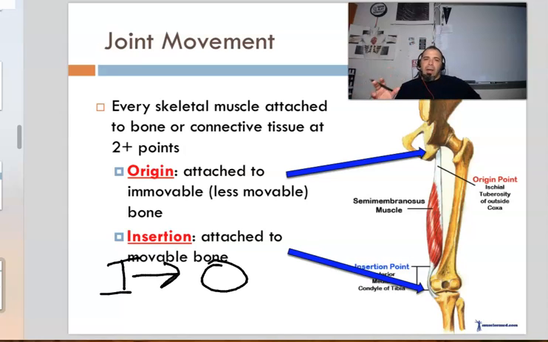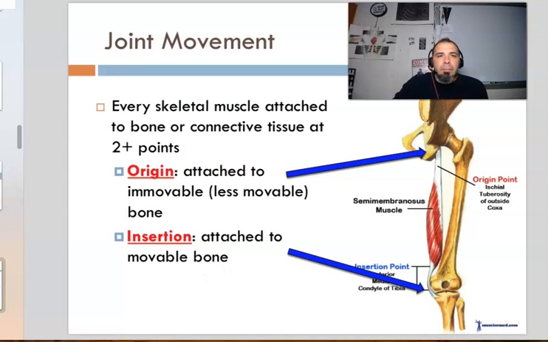So if you think about your elbow or your arm here, here's a bicep, right? Bicep flexion. So the humerus is not moving. That's the attach point. The ulna and radius are moving. So the origin is here on the humerus. The insertion is on the ulna and radius. So the insertion is moving towards the origin.